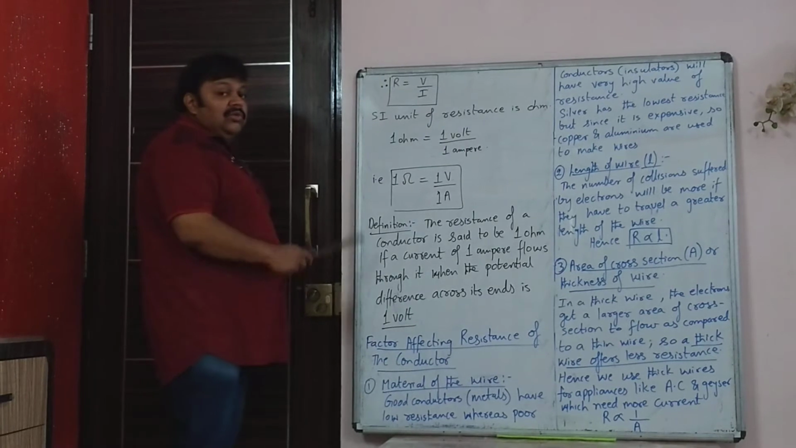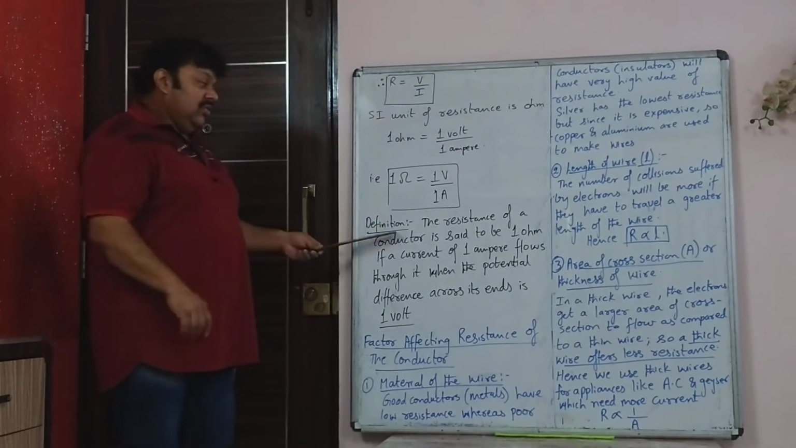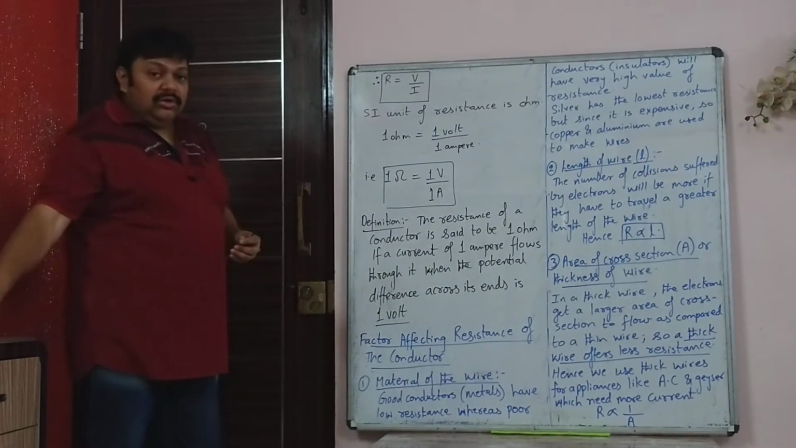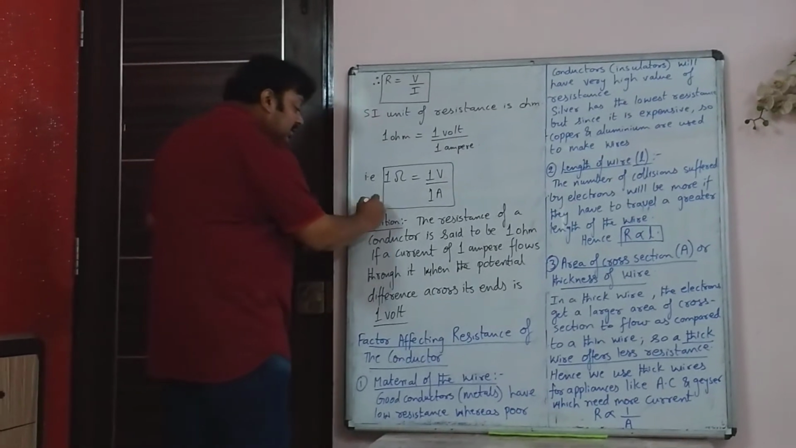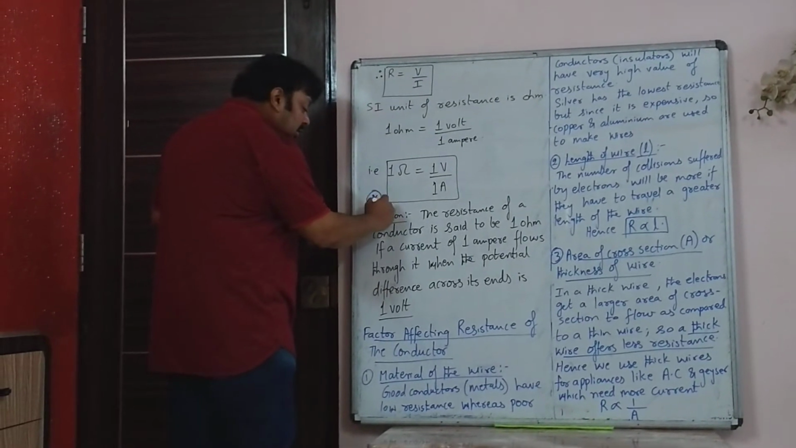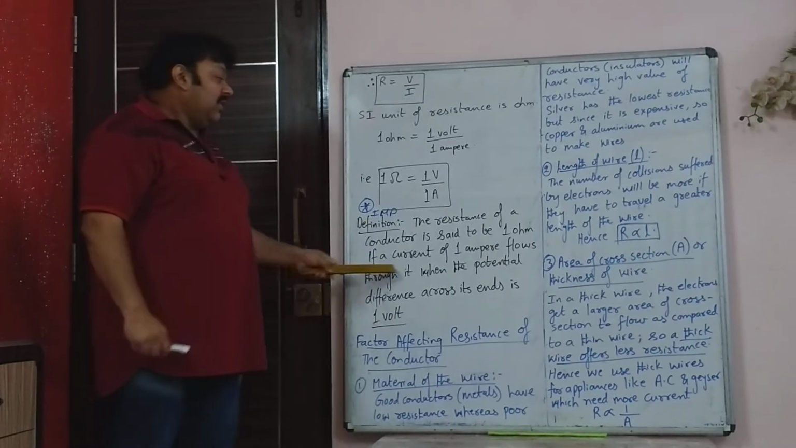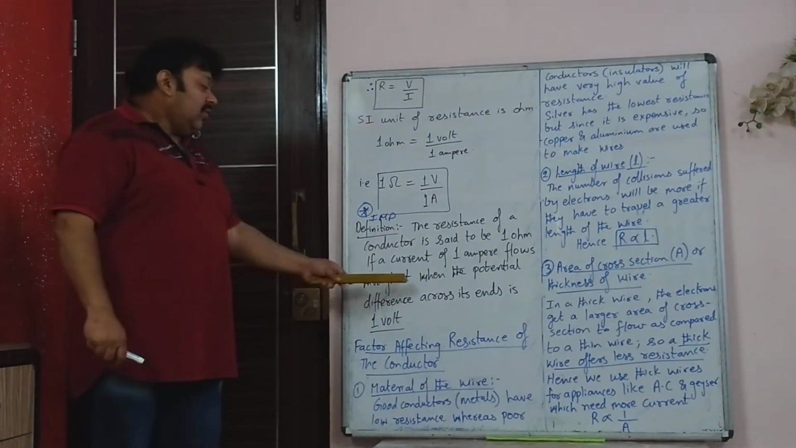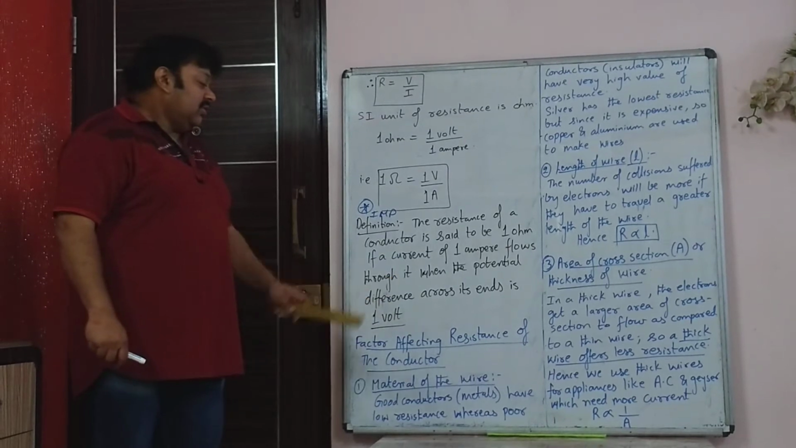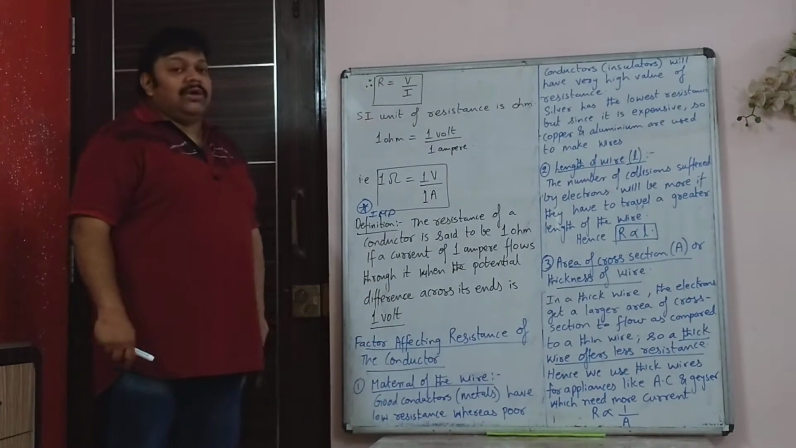So we can be asked to define 1 ohm. So this is an important definition, 1 ohm. The resistance of a conductor is said to be 1 ohm if a current of 1 ampere flows through it when the potential difference across its ends is 1 volt.